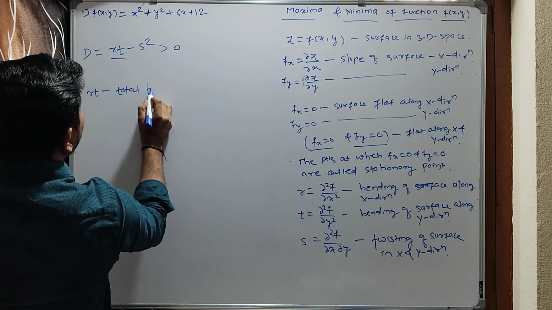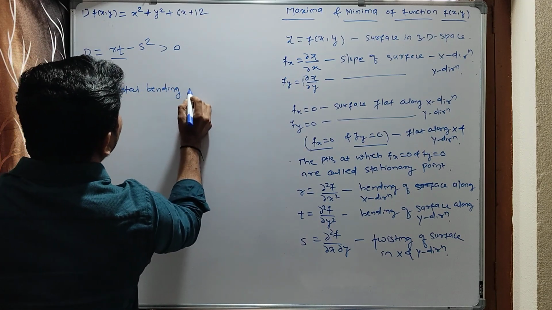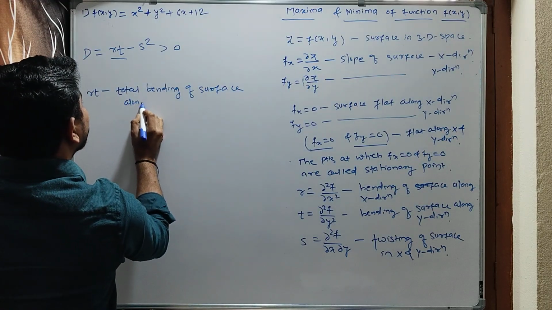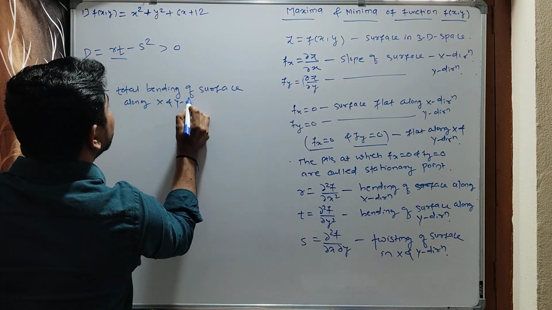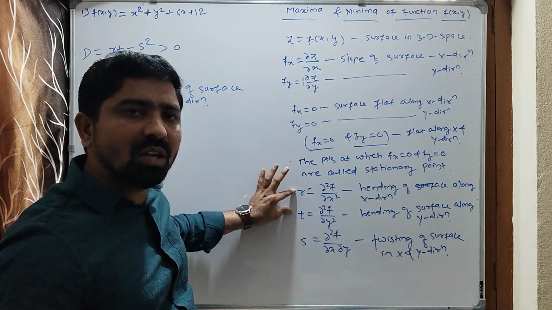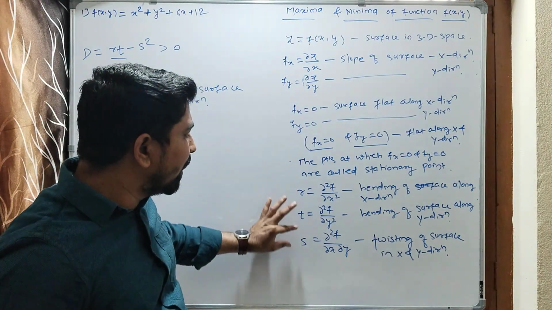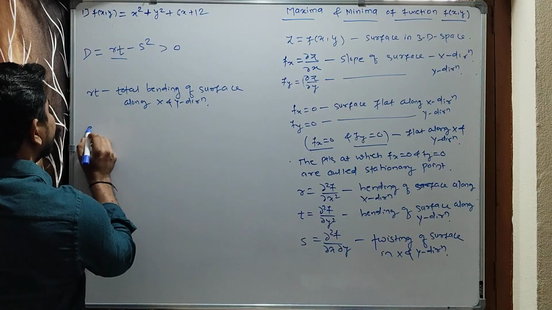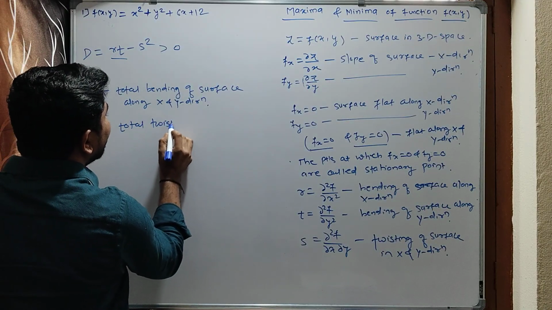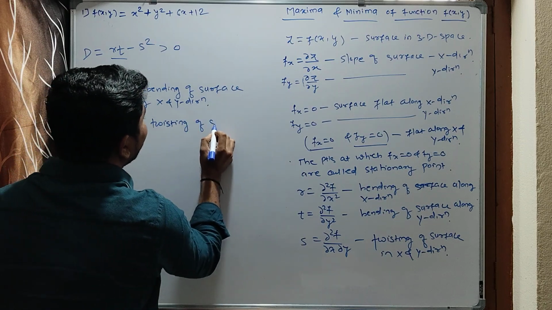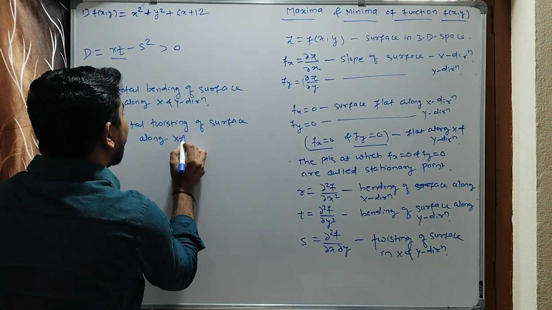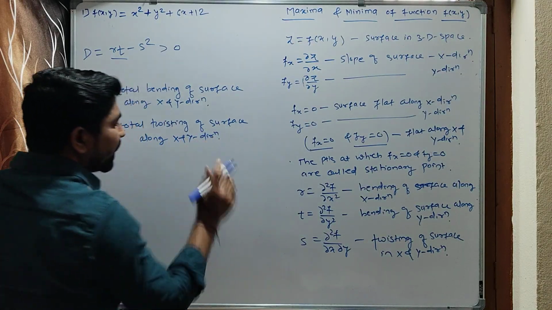So here RT denotes total bending, total bending of surface along both directions, along x and y. Now this is total bending of my surface along both the directions, x and y, and here s square denotes total twisting. So total twisting of surface along x and y direction.